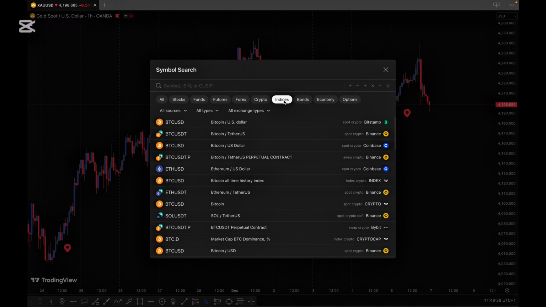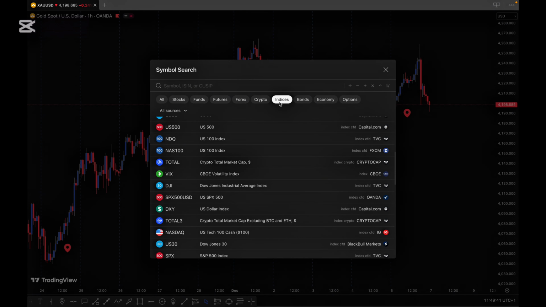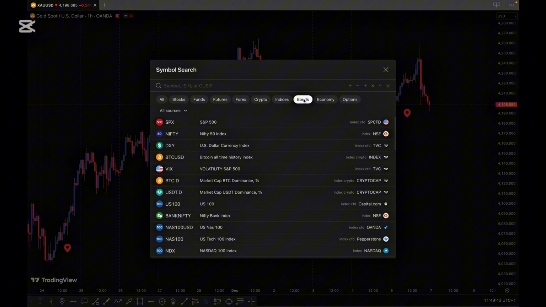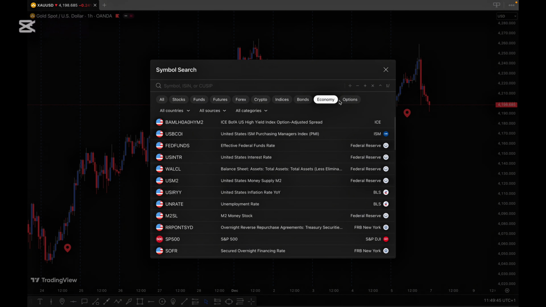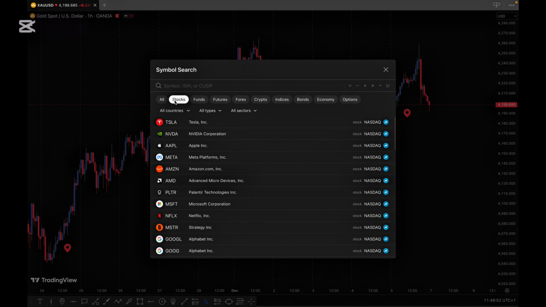So we also have indices. These are the different forms of instruments you can trade. So indices are like the US 30, the Dow Jones, the Nasdaq. These are categorized as indices. You also have bonds, and you also have economy. You have options. I'm sure some people are familiar with options traders. So we also have stocks, which basically are stocks of organizations, like you see Apple, Tesla, Nvidia, and whatever have you.